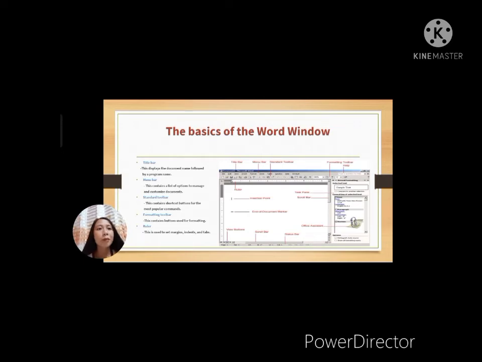So here are the basics of the Word window. First is the title bar. This displays the document name followed by the program name. The menu bar. This contains a list of options to manage and customize documents.